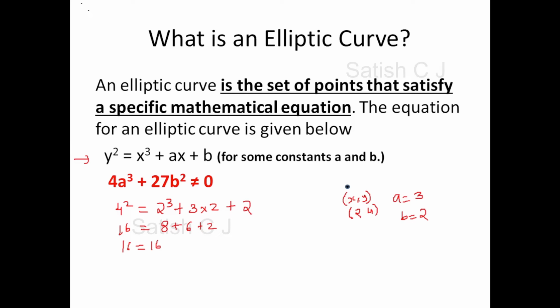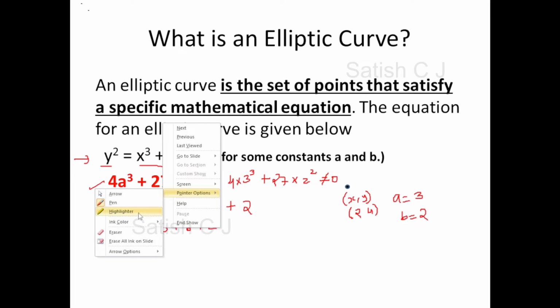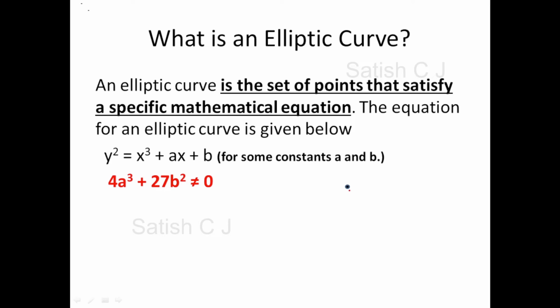So when you substitute the values for x, y, a and b here, we get y square to be equivalent to x cube plus ax plus b. So we can very well say this point satisfies this equation. We should also check whether 4a cube plus 27b square is not equal to 0. Obviously, 4 into 3 power 3 plus 27 into 2 square will not be equal to 0. Since this condition is satisfied and the values also satisfy this equation, we can say this is a point that satisfies the equation of the elliptic curve. Let me erase all the ink on this slide. So we have one point which satisfies this equation. Like that we find all the other points.